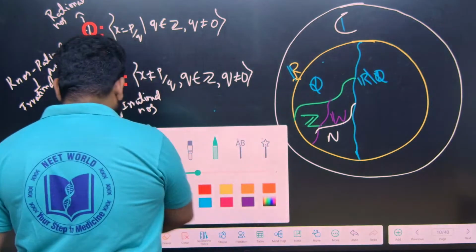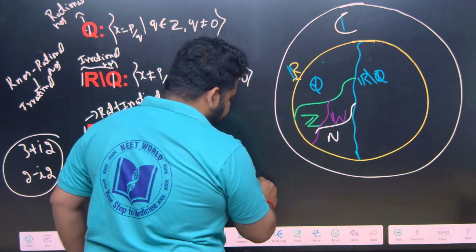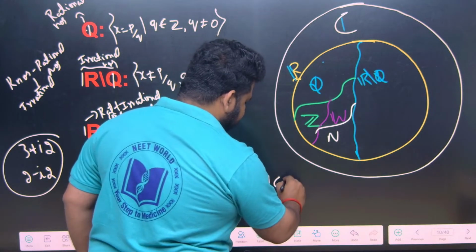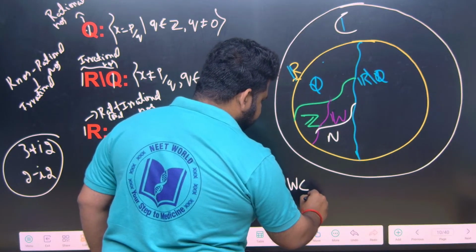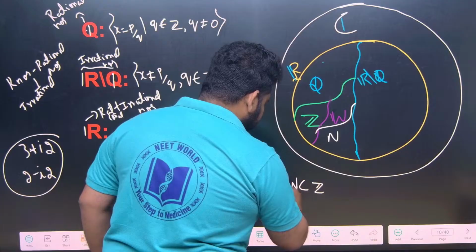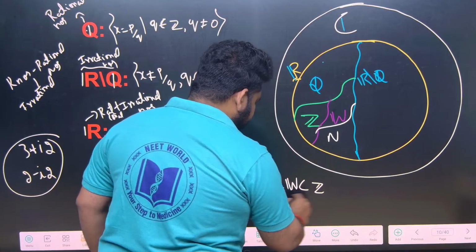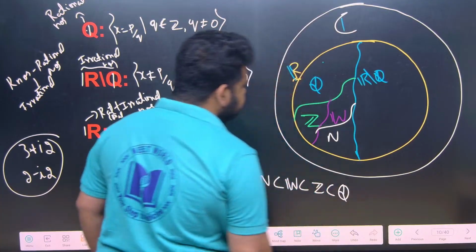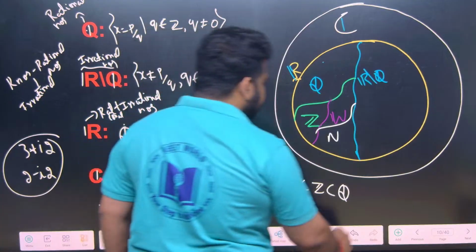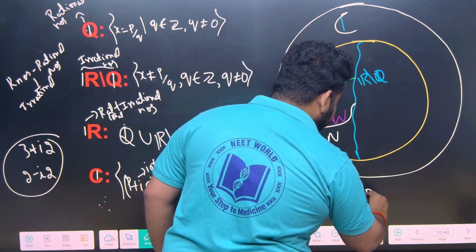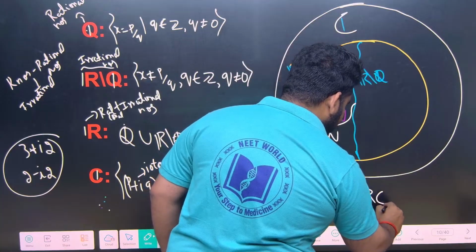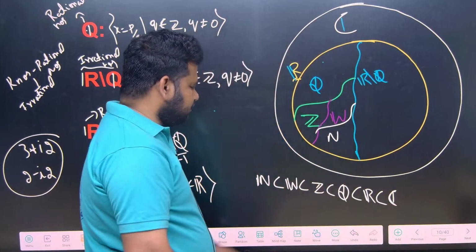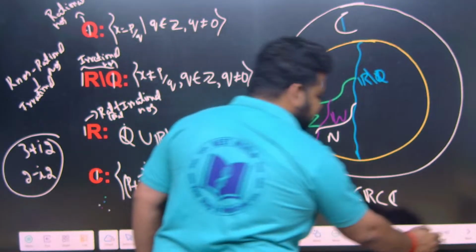So this further I can represent as natural numbers being a proper subset. What is a subset or proper subset? I will tell you. Natural numbers are a subset of whole numbers, and whole numbers are a subset of integers, and integers are a subset of rational numbers, and rational numbers are a subset of real numbers, and real numbers are a proper subset of complex numbers. Clear friends? This is representing subset. So I hope it is clear.